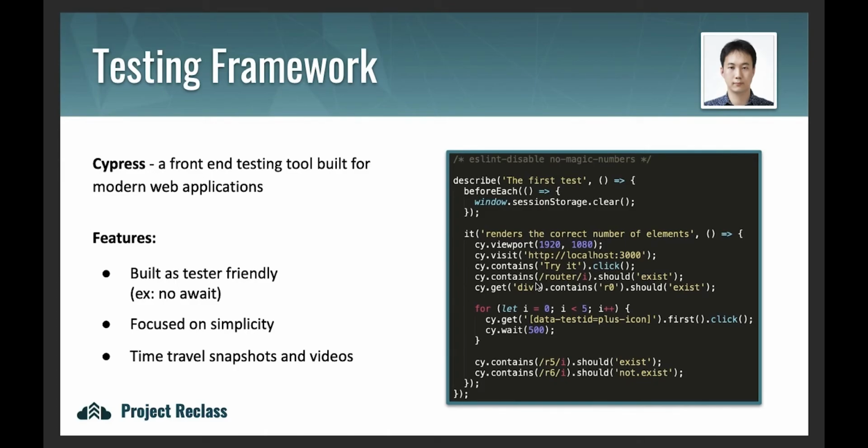We can do even complicated actions such as clicking the router's plus icon button 5 times to make 5 more router devices. I tested this below by confirming the router R5 exists, but R6 does not.